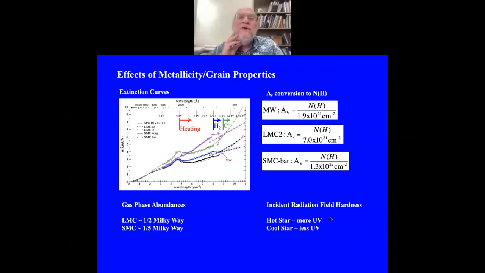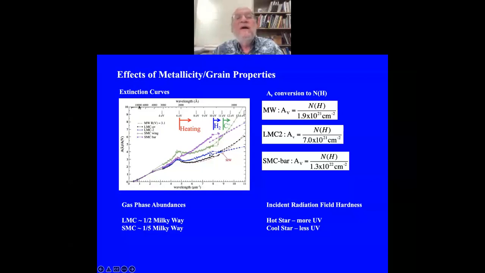Another thing to watch out for are the effects of the metallicity and the grain properties. All PDR models make some assumptions about the metallicity and grain properties. Sometimes it's hard to know exactly what the assumptions are or even how to change them. So let's look at the extinction curves. So this is A lambda over A V versus 1 over wavelength in microns. So this is the UV side. This is 1,000 angstroms. This is the infrared side.